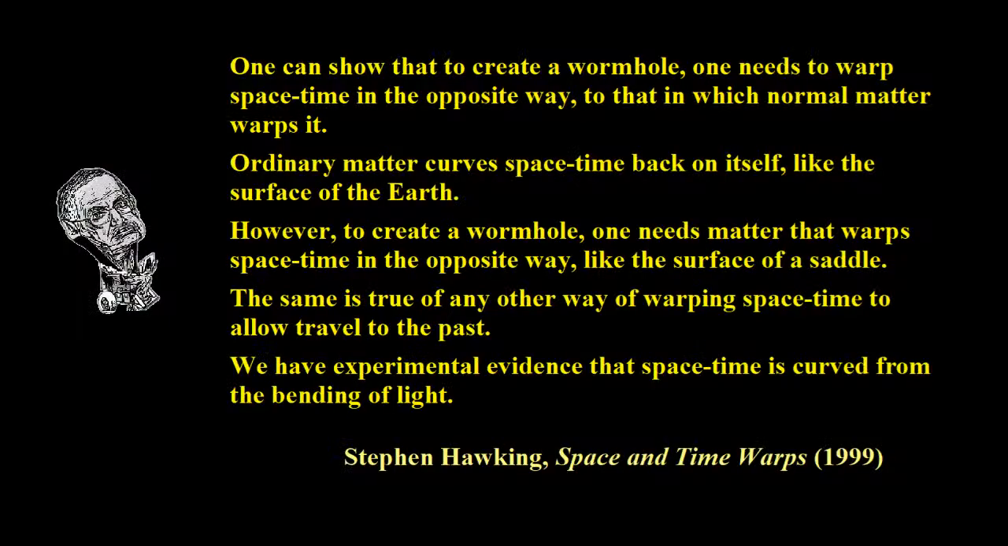Okay, so good old Stephen Hawking, he continues. He tells us what is required to make this wormhole. He says, one can show that to create a wormhole, one needs to warp space-time in the opposite way to that in which normal matter warps. Ordinary matter curves space-time back on itself like the surface of the Earth. However, to create a wormhole, one needs matter that warps space-time in the opposite way, like the surface of a saddle. Okay, so now you know.